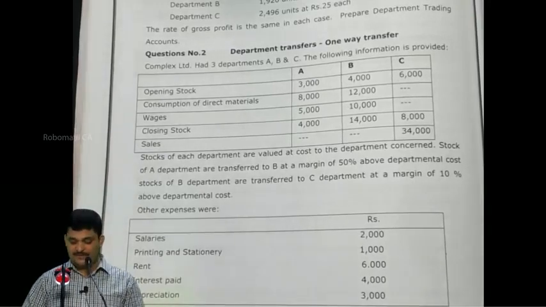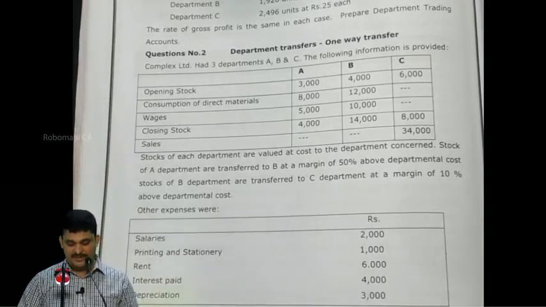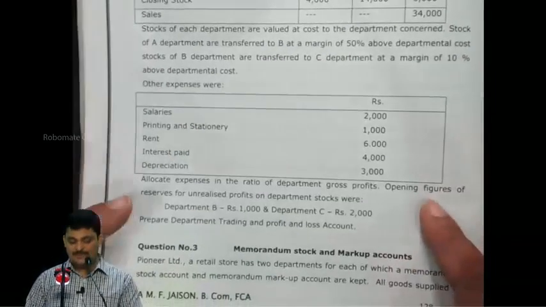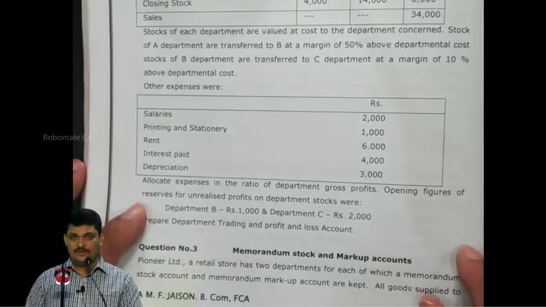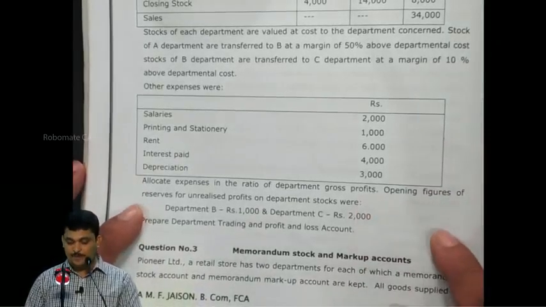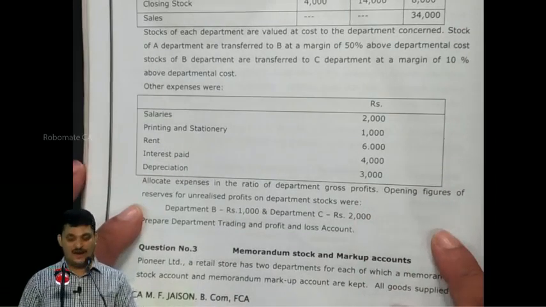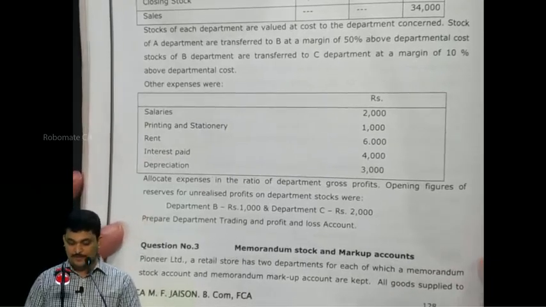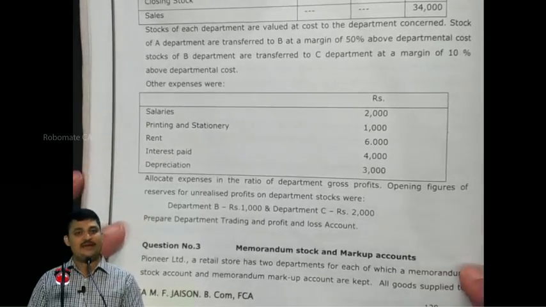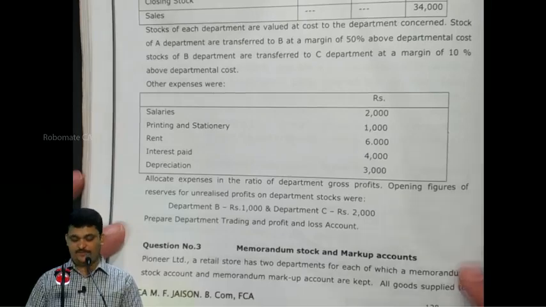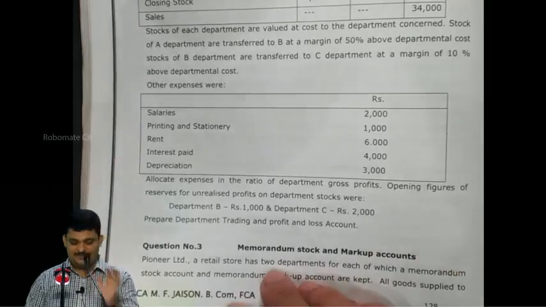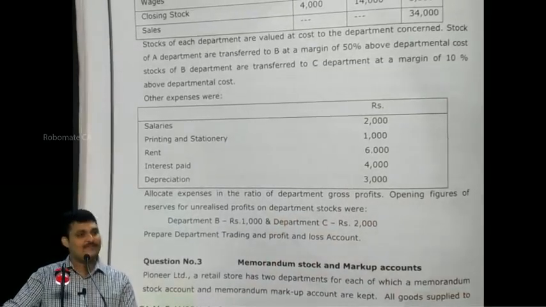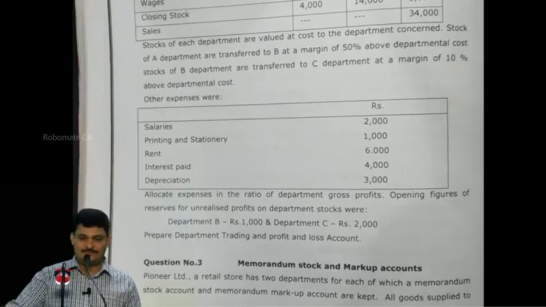Other expenses were salaries, printing, rent, interest paid, depreciation. Allocate expenses in the ratio of department gross profits. Opening figures of reserve for unrealized profits on department stock were Department B 1000, Department C 2000. Prepare departmental trading and P&L account. Kindly go through the question once again, please.